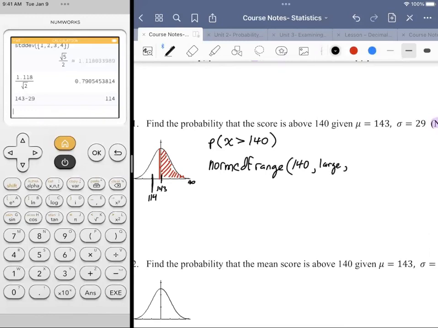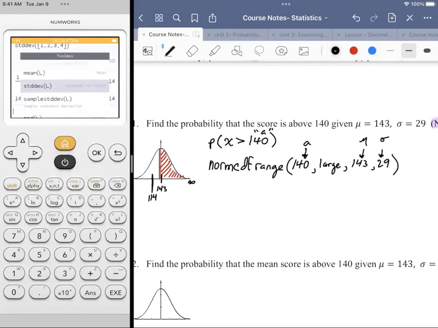And then the mean and standard deviation. So this is the A value, quote unquote A. This is the mean. Oh, nope, sorry. That is what it is. It's large. This is the mean. And this is the standard deviation. Close it up. Go to our toolbox.